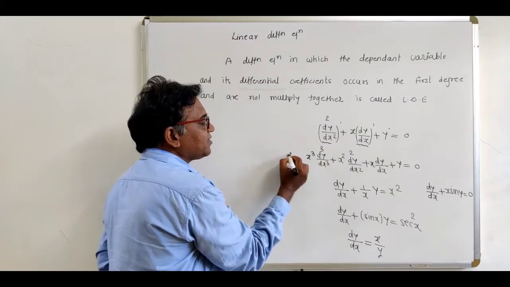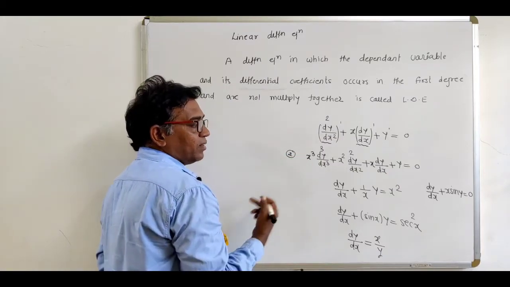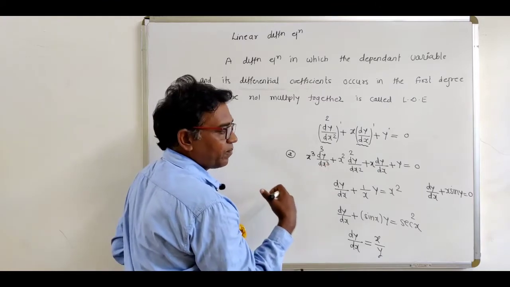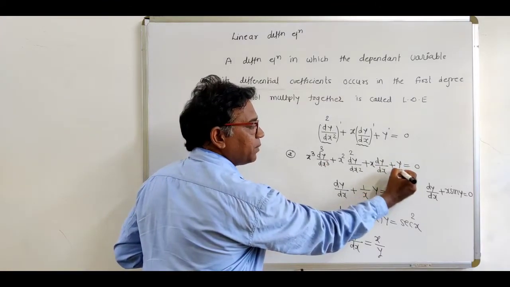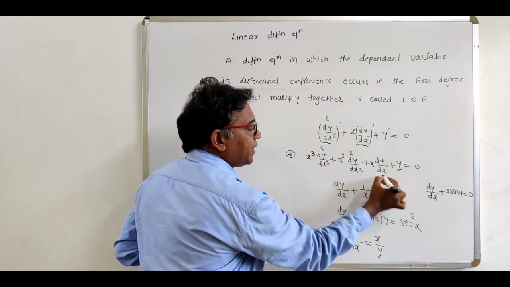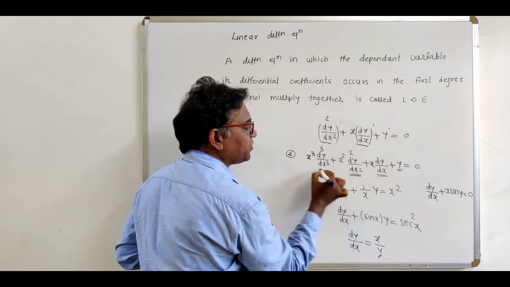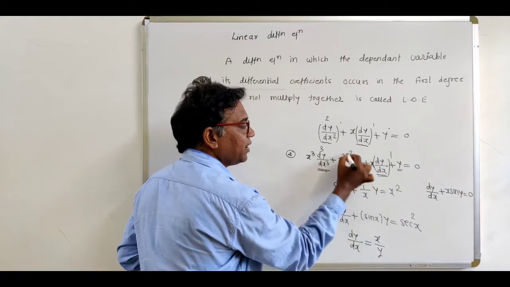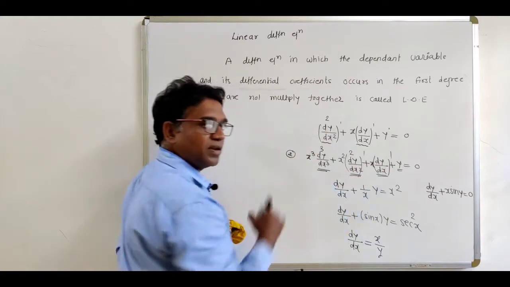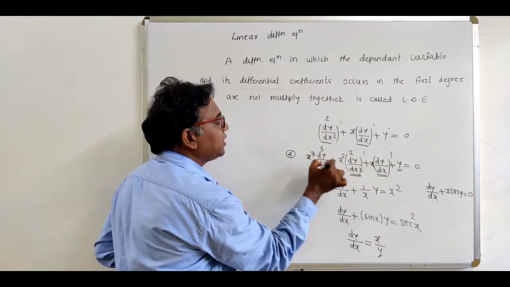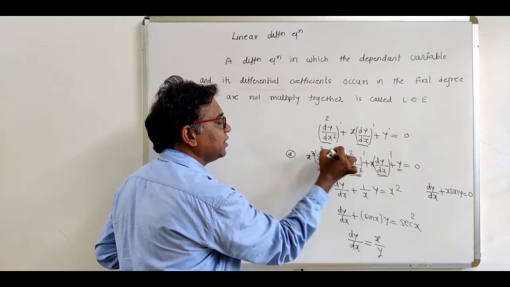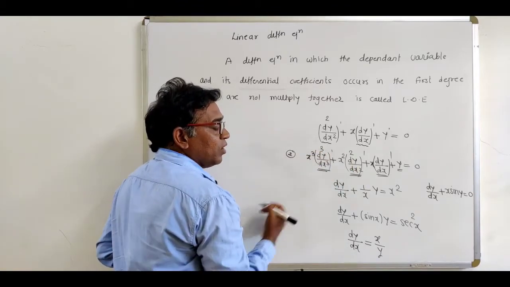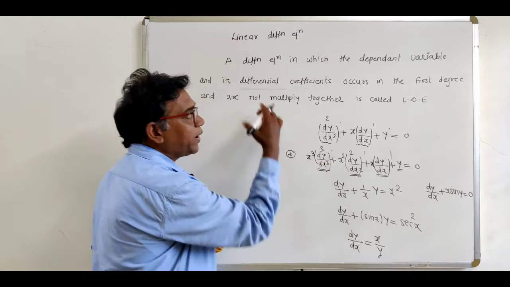Now if we consider this second example, then again we have the same condition. There is a dependent variable y and the degree of this differential coefficient is again 1. The degree of dy by dx is 1. The degree of d2y by dx2 is again 1. The degree of d3y by dx3 is again 1. So this differential equation satisfies both the conditions.